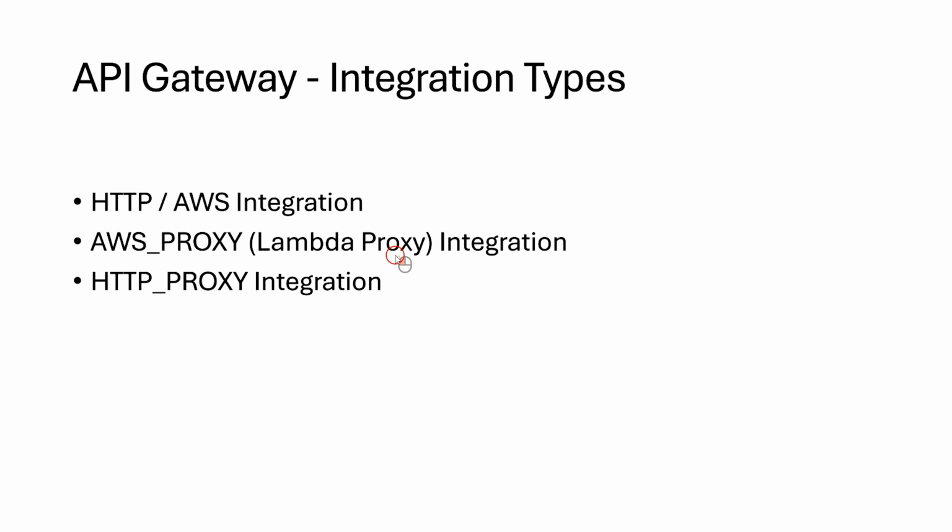And the third one is HTTP proxy integration, and the fourth one is the mock integration. We will look at them thoroughly, and each type offers different ways to connect your API to backend services or handle requests.